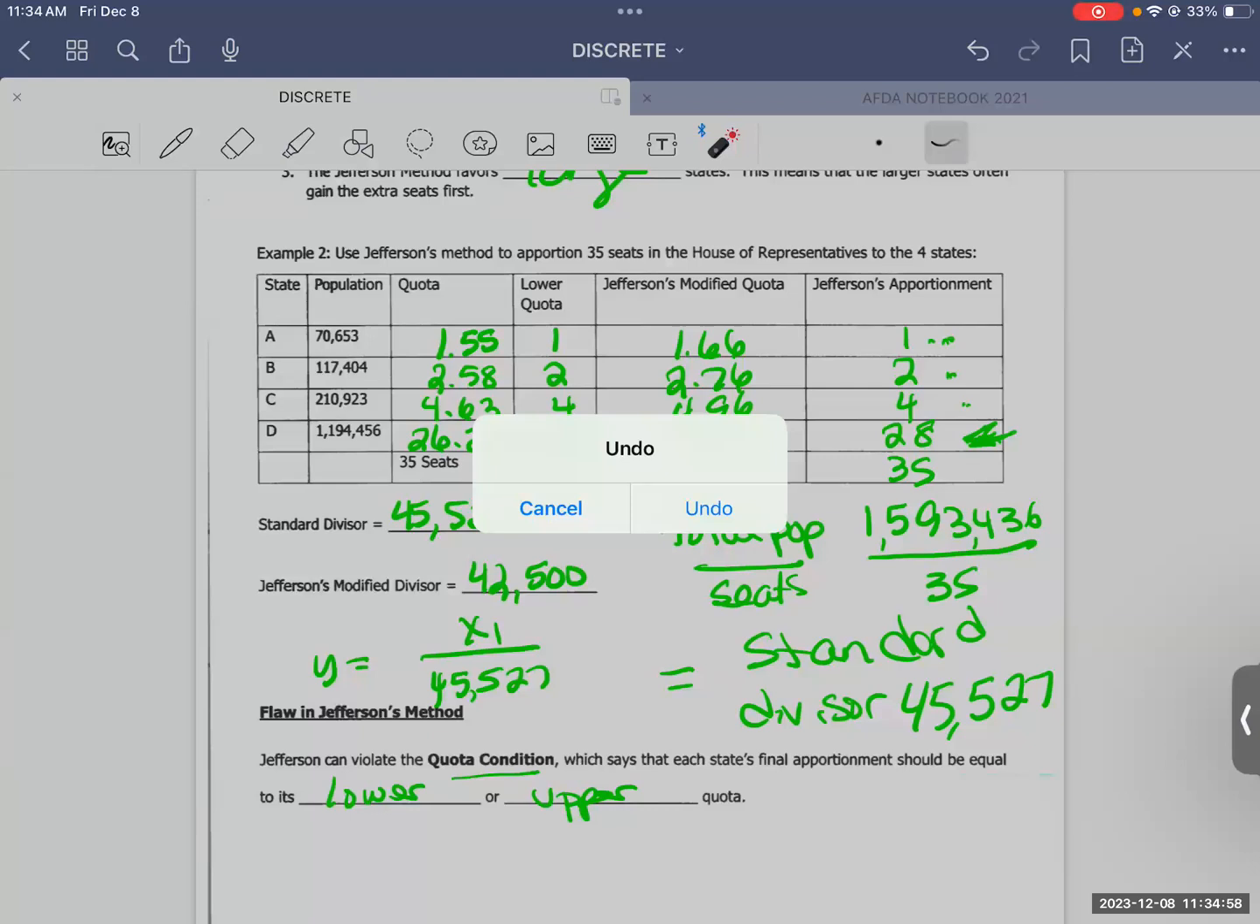Here, let's go back. This should help me solve this problem. I don't like this. The population is... What did it add up to? 130.